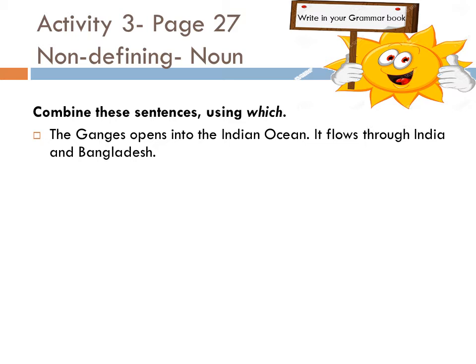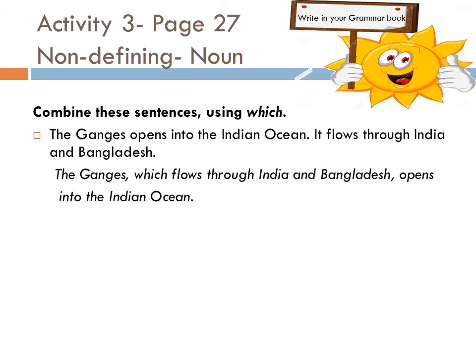So here, pick the noun. It can be a proper noun, a compound noun, whatever, it should be a noun. So the Ganges, comma, which flows through India and Bangladesh, comma, opens into the Indian Ocean. In this sentence, you may have noticed the extra information is added here, and that is why you add the relative clause which, and make sure you add the comma because this is a non-defining noun.